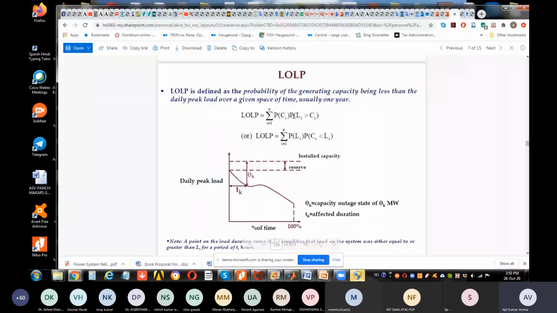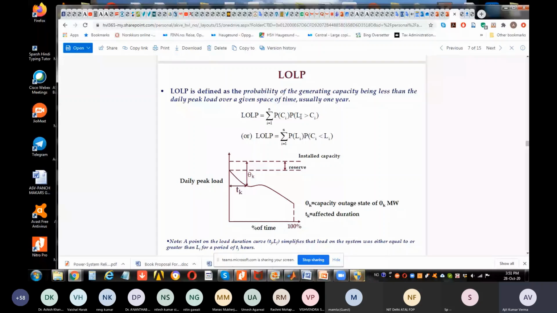And what is the probability of getting a capacity? You have seen that you have different capacity states. Although you may have 4 units cumulatively giving you up to 100, you have different capacity states depending upon which fails and which gets repaired. So you have different capacity states, and therefore probabilities associated with those capacity states, and there is some load, a demand, say a peak load, which is greater than the capacity.